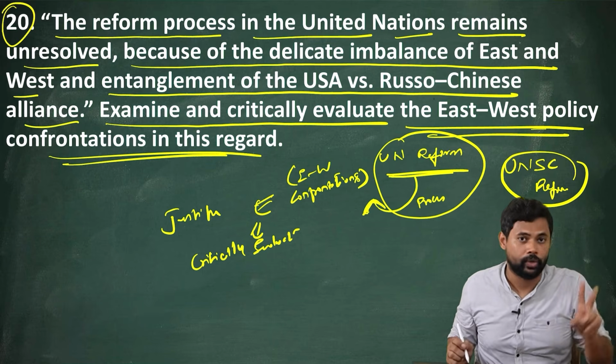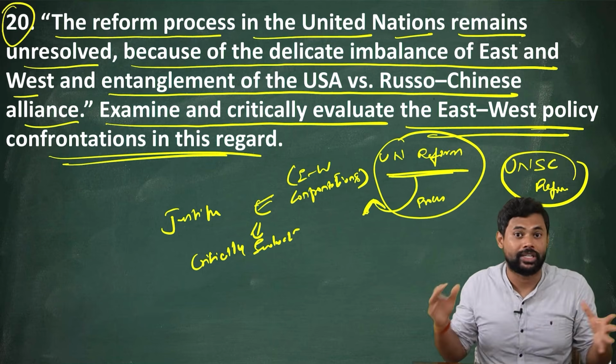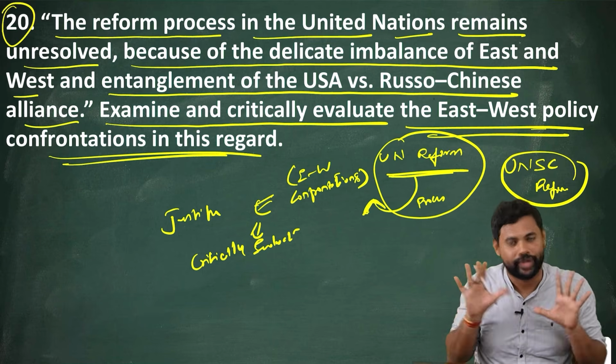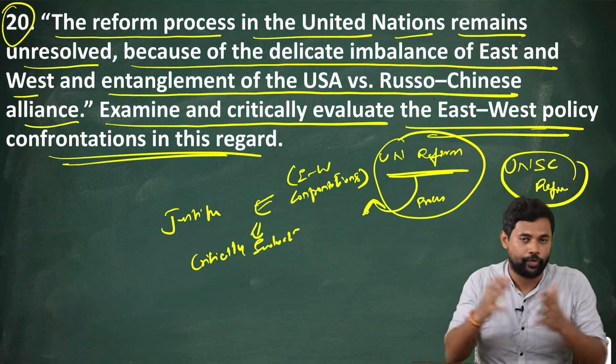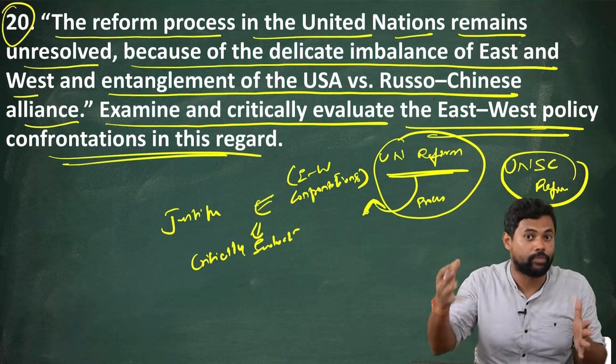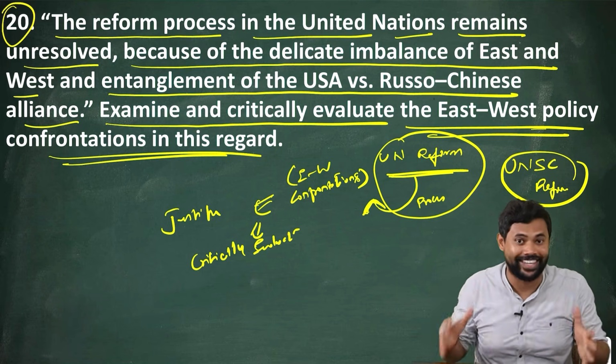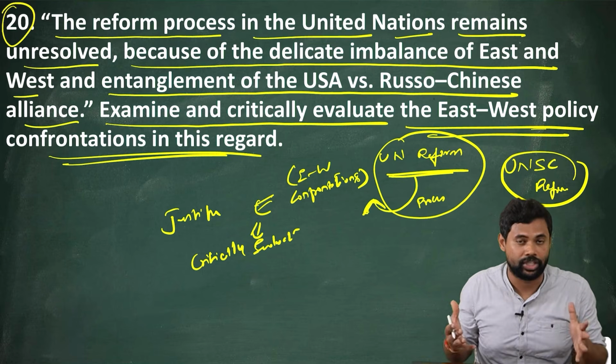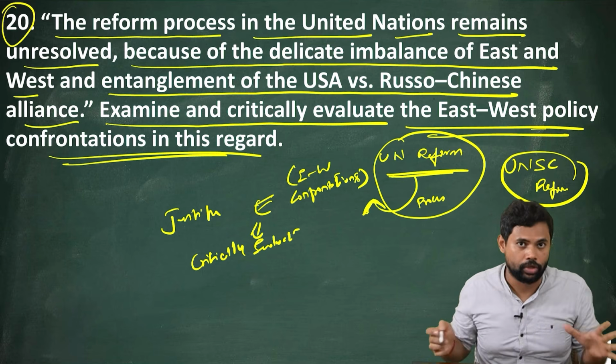So two things you can do. You can add more processes that need to be reformed within the institution called United Nations. This also you can do. If you have a lot of points about reforms that can be done in different parts of the United Nations and its associated organizations, then definitely you can write like that also.